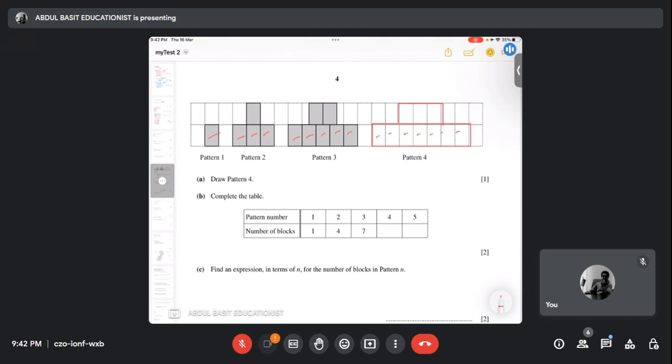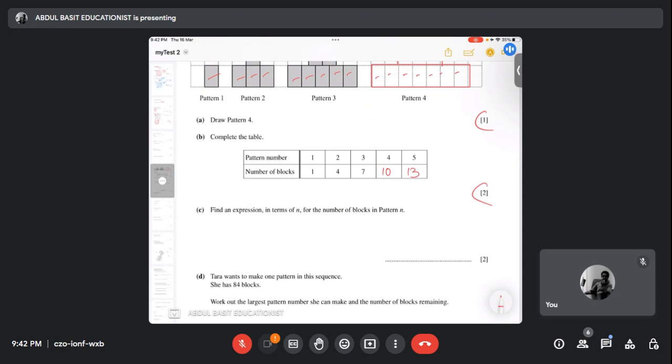So the number of blocks in pattern number 1 is 1 block. Then we have 4, then we have 7, then how many? Check. 7 plus 3, 10. And then we have 13. So you have to draw the pattern and then complete the table. Now they say find an expression for the nth term for the number of blocks in the pattern n.